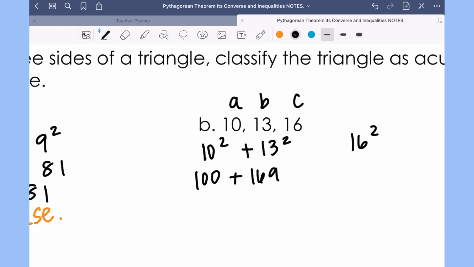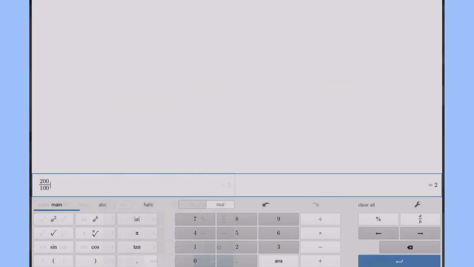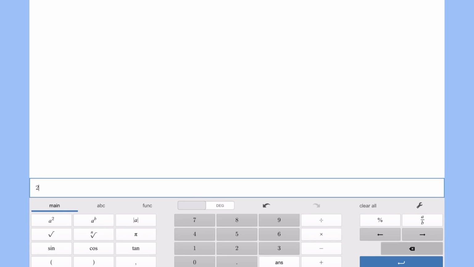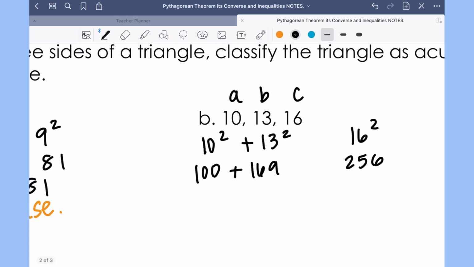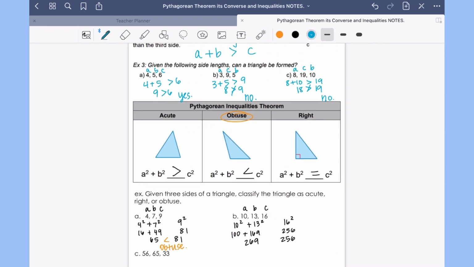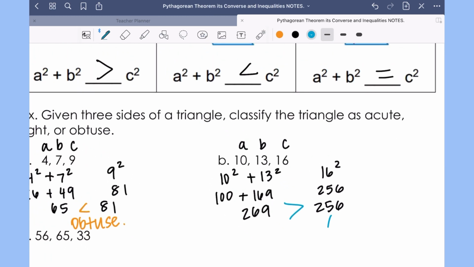16 squared is, I don't know, actually. 16 squared, that is one I don't have memorized. 256. Oh, okay, I should have that memorized, but I don't. 256. All right, what is 100 plus 169? 269. Is 269 greater than, less than, or equal to 256? 269 is greater than 256, so it is an acute triangle. This one is acute.